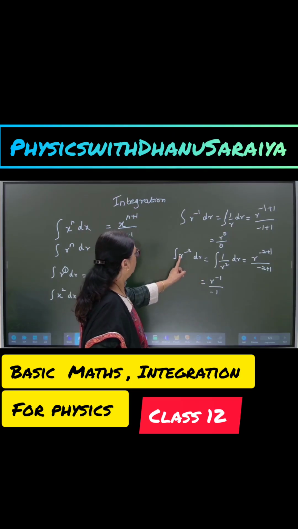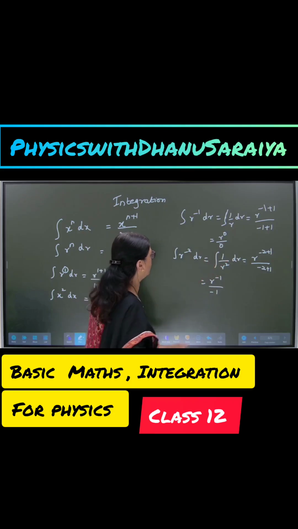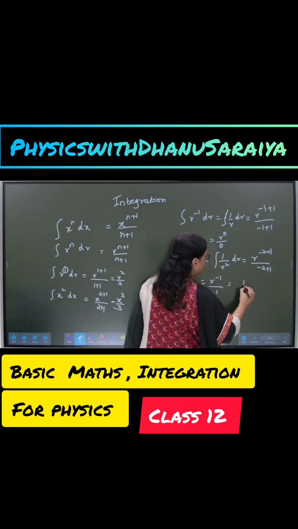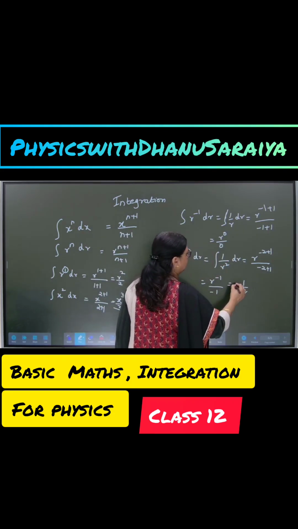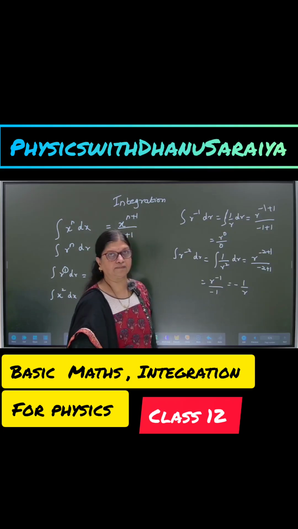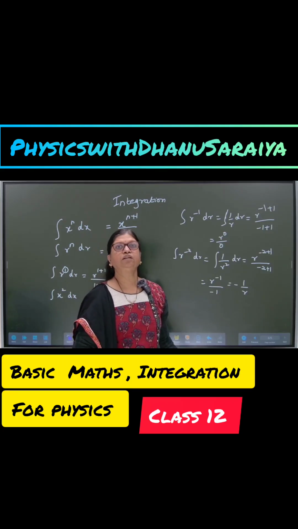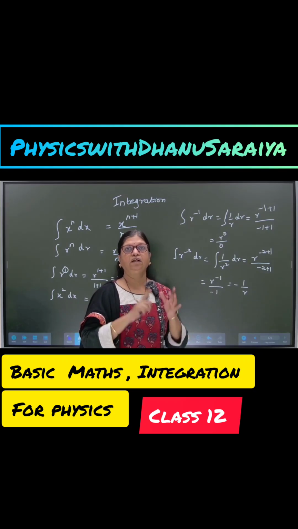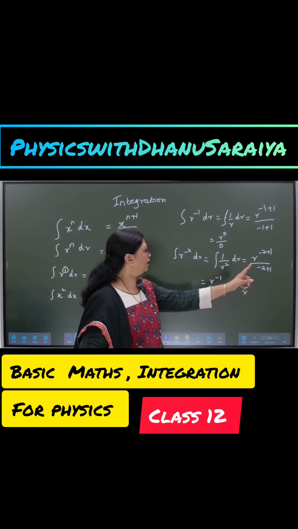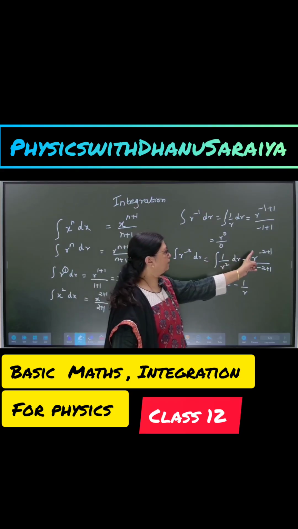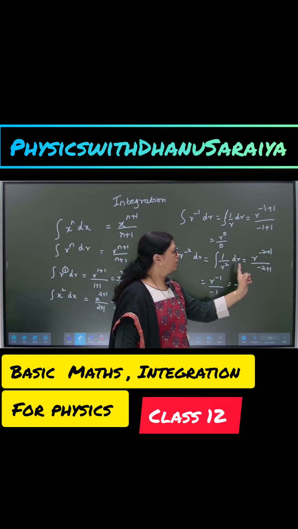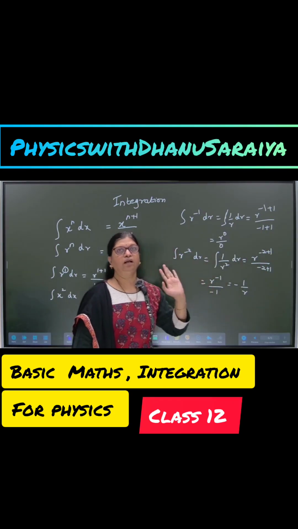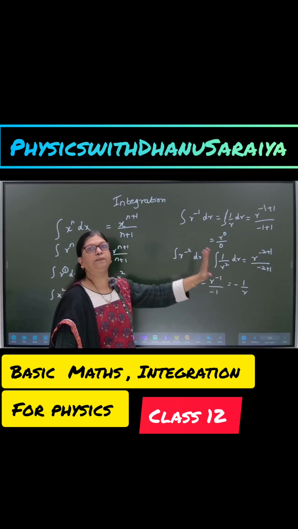Here I have written r raised to minus 1 is 1 upon r. So let me write it as 1 upon r. And negative here is there, so I write it as negative. Clear? So whether I have a positive power or a negative power, my trick is: write the variable, write the power plus 1, divide by power plus 1. And then finally I have to put it in a proper format.